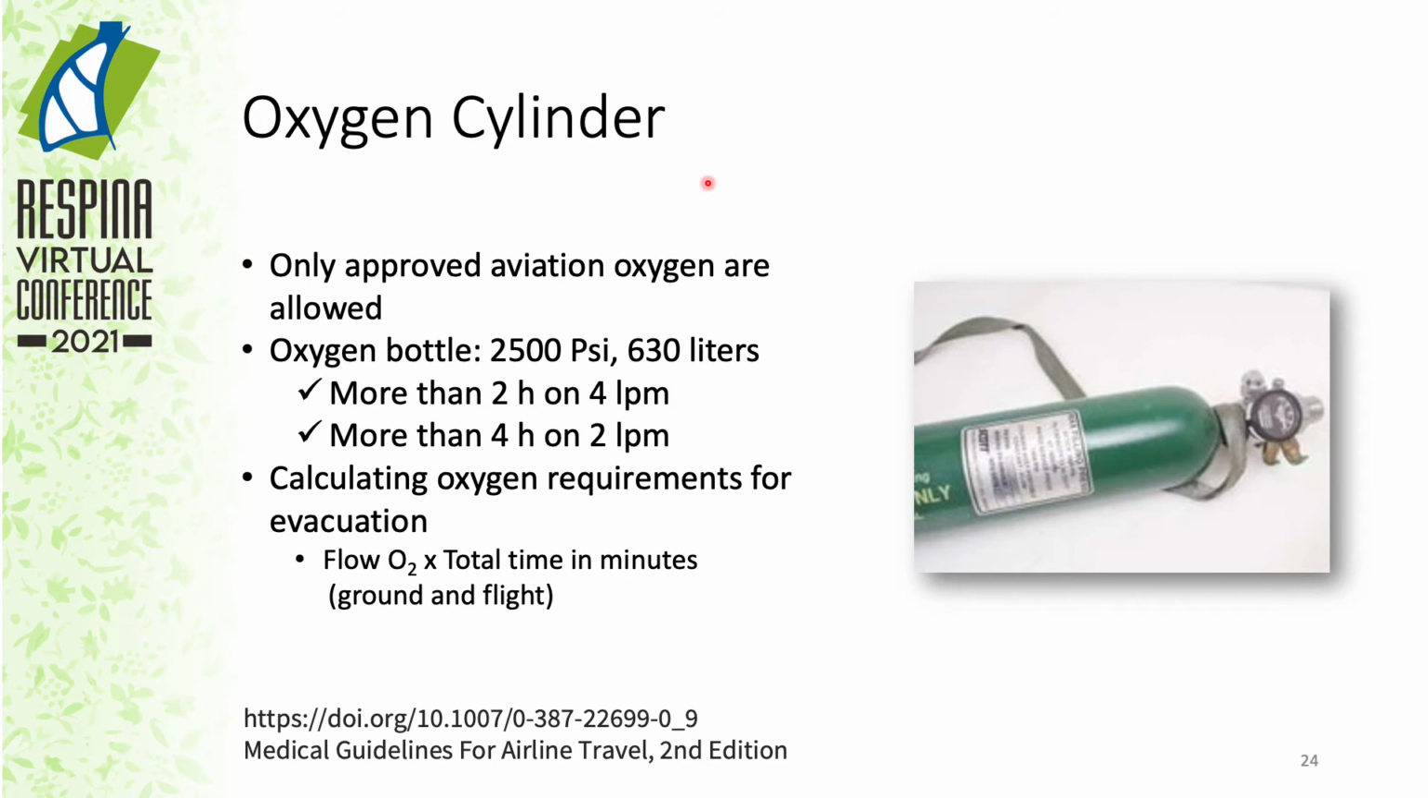The next question is, how many oxygen bottles do you need to bring? Only approved aviation oxygen bottles are allowed to be brought on flight. The one with a tank pressure of 2500 psi, 630 liters, lasts around 2 hours at 4 liters per minute. It is important to calculate the total oxygen requirement for evacuation with the formula: flow O2 times total time in minutes, for both ground and flight time.